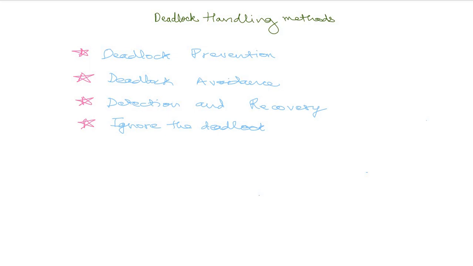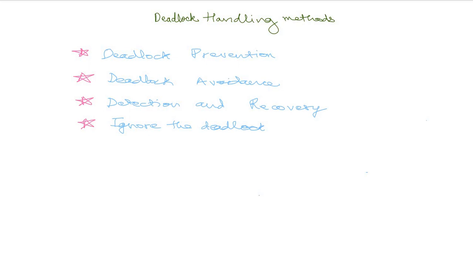Then the second method is deadlock avoidance. Now what is deadlock avoidance about? We allow processes to request whatever they need, and then the OS, that is the operating system, carefully grants this request. That is, it checks if it will cause any deadlock or not, and if it won't, then it will allow the process to access its request.